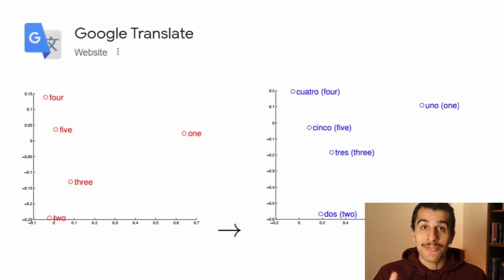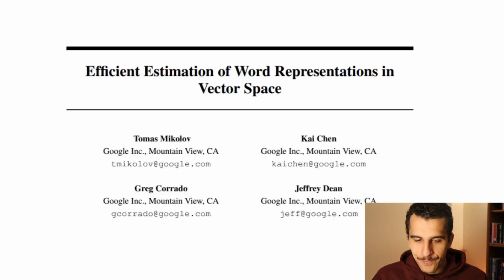And you can imagine that's very good for translation. In fact, Google Translate for the longest time used this approach to try to translate languages, because if you have a representation of words in space in two different languages, it's very easy for you to map one word from one language to the other.